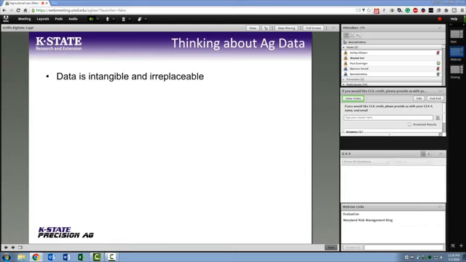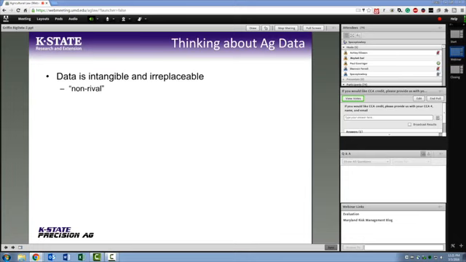Irreplaceable means it's like family heirlooms. If family pictures are destroyed in a tornado, then they're lost. You're not going to get them back. And ag data is the same way. If there's not sufficient backups, then a data loss would mean that we're not going to get the data back.